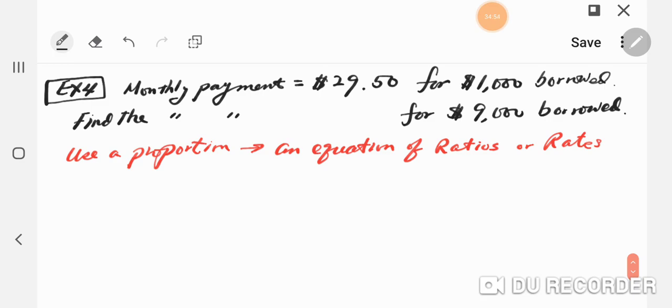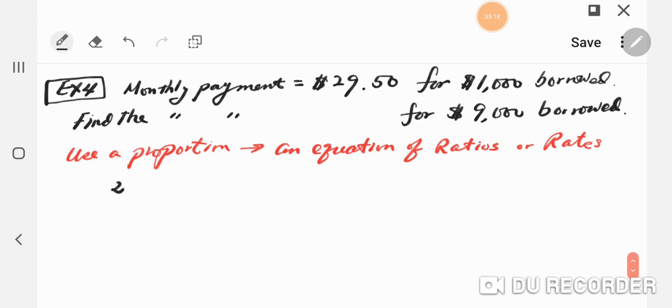So set up a proportion. This proportion is an equation of ratios or rates. In this case, the units are the same, so it will be a ratio. We will use the ratio of the monthly payment to the $1,000. So we can set up like this.